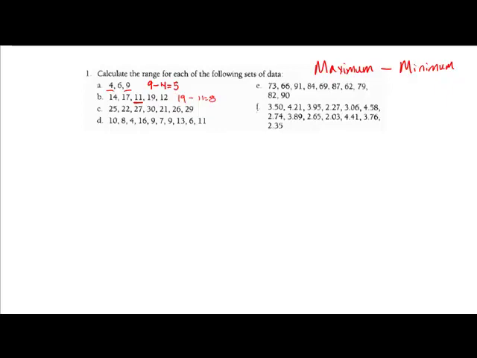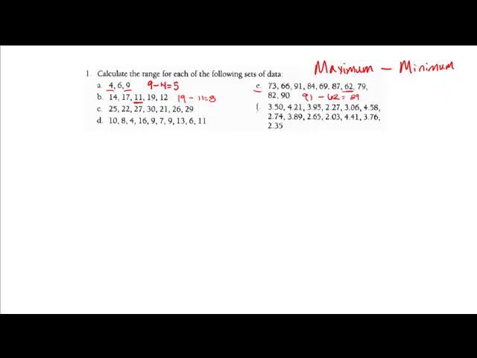Let's take a look. Let's do E. E's got a lot of numbers here. We're looking for the minimum, so I'm just going to scan them real quickly. 66, anything lower than 66. 62 is lower than 66. Let's see if anything's lower than 62. No, so my minimum is 62. Looking for my maximum. Let's see, 91's pretty high. Anything higher than 91? Scrolling. Nope. 91 minus 62. Difference there is 29.